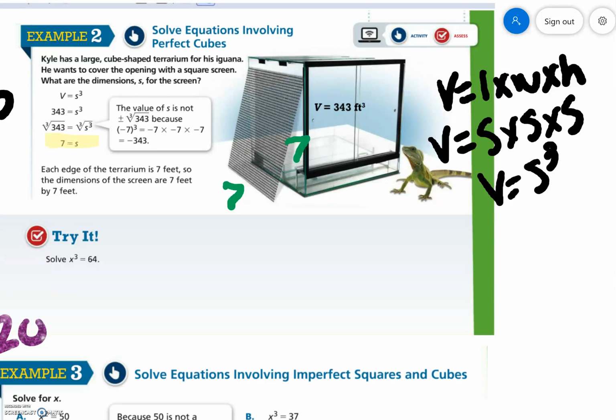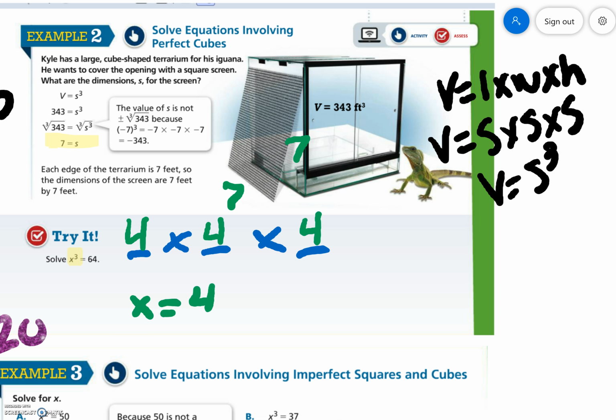Try it. I want you to pause the video and try this one on your own. Press play when you're ready to go over it. Solve x to the third equals 64. We need to figure out what times what equals 64. Remember, we need 3 spaces because it's x to the third power. We need to find the cube root. So trial and error, we find out that 4 times 4 times 4 equals 64. So x must equal 4.